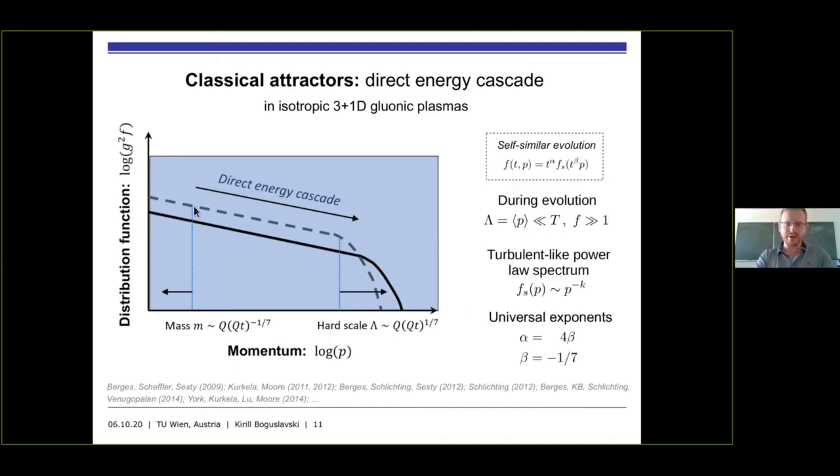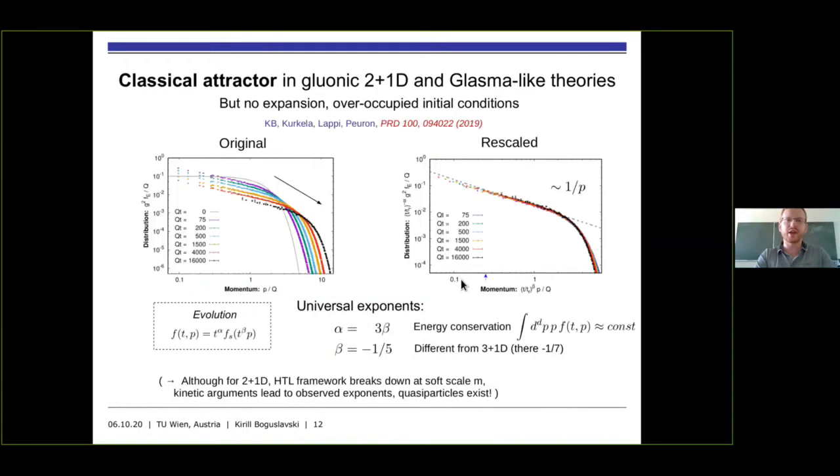Then there is also a soft scale, which is the mass scale: plasma frequency, Debye mass. They are all connected to each other, and it decreases with time as -1/7. So you get an increasing scale separation. And between those, you find a turbulent-like power law spectrum, which has the form of a power law, p^-κ. This kappa is often connected to actual turbulence.